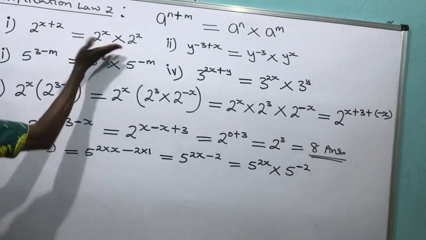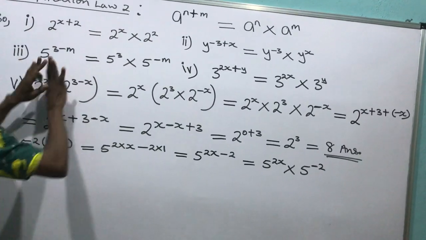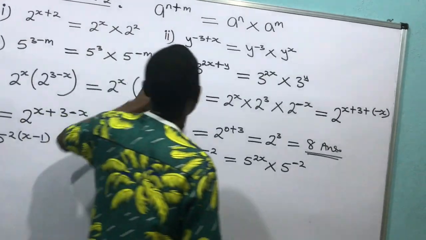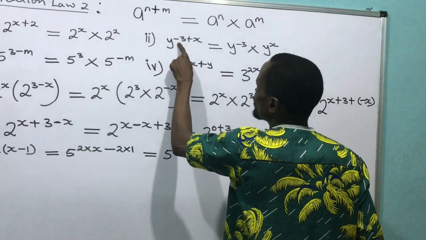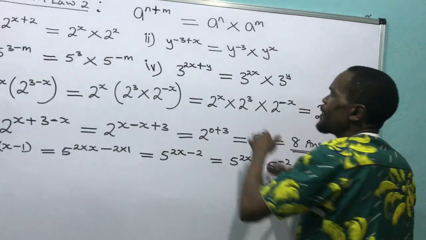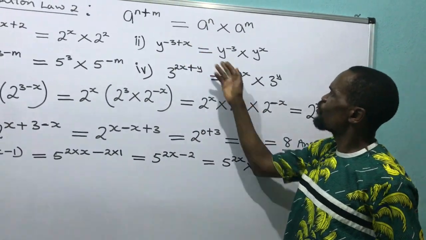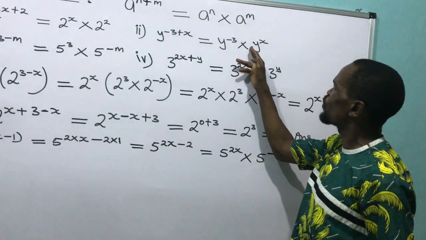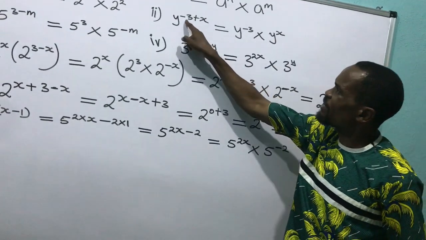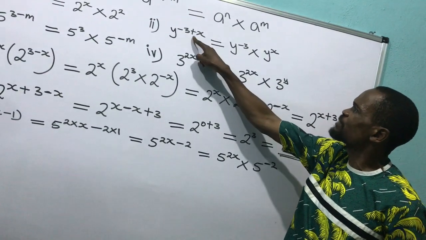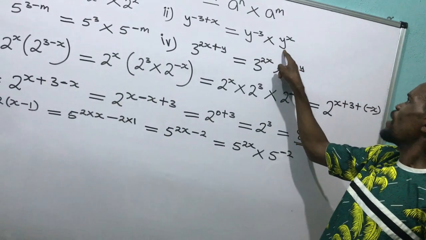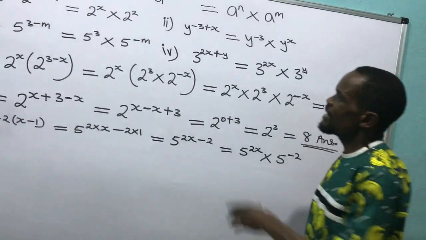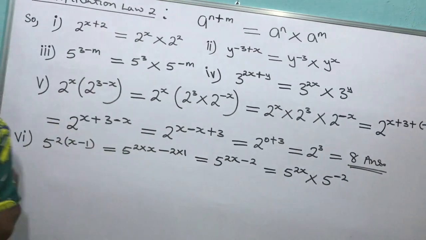So this can be expanded. This is in a simple form, I can expand it. Then I come to this: y raised to the power minus 3 plus x can be expanded to have y raised to the power minus 3 times y raised to the power x. Then now, coming to the next one.